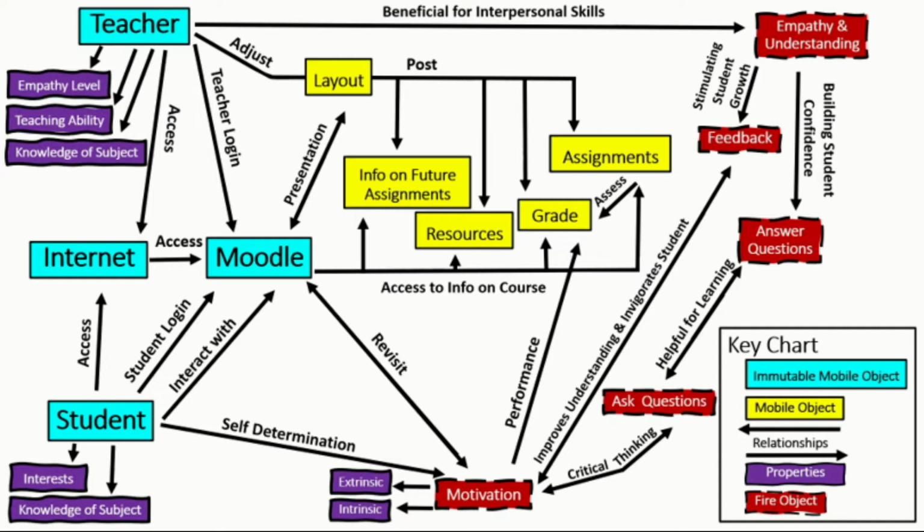So the teacher basically is defined by the empathy level, teaching ability, and knowledge of subject. Those are the properties. The students, it depends on the interest and knowledge of the subject. The student and teacher need access to both the internet and also access to Moodle, and the internet needs to give access to Moodle as well.